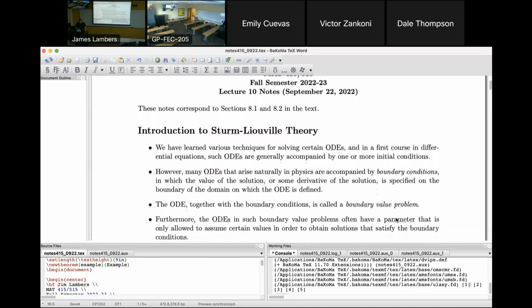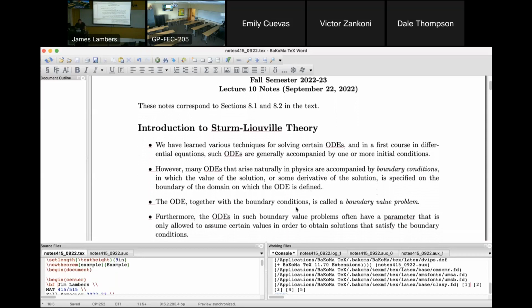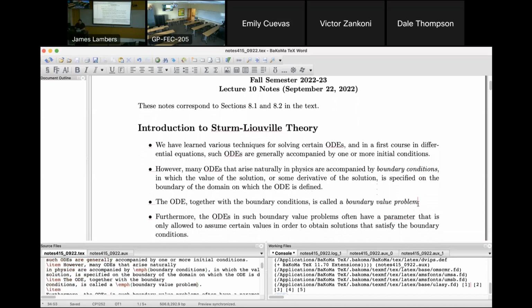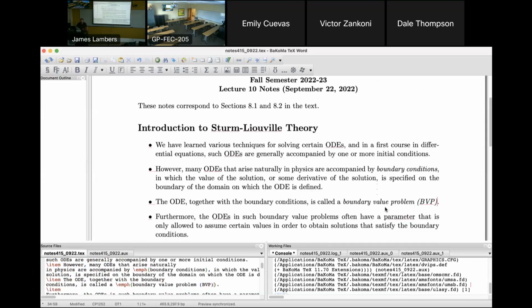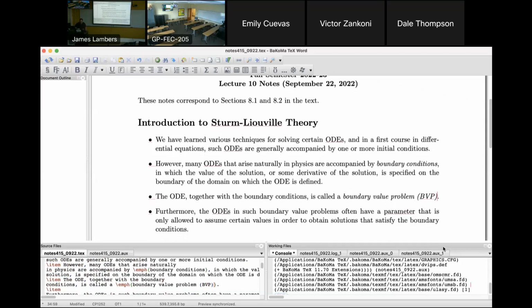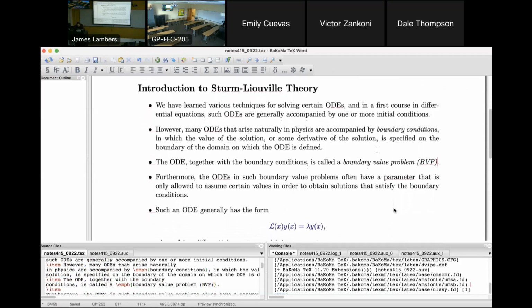And when you put the ODE together with boundary conditions, we call that a boundary value problem, also abbreviated as BVP, as opposed to an initial value problem. In some cases, the BVP might have a parameter, and there are only certain values of a parameter for which you have a solution of the ODE that also satisfies the boundary conditions. An example of that is an eigenvalue problem, which I'll get into right here.